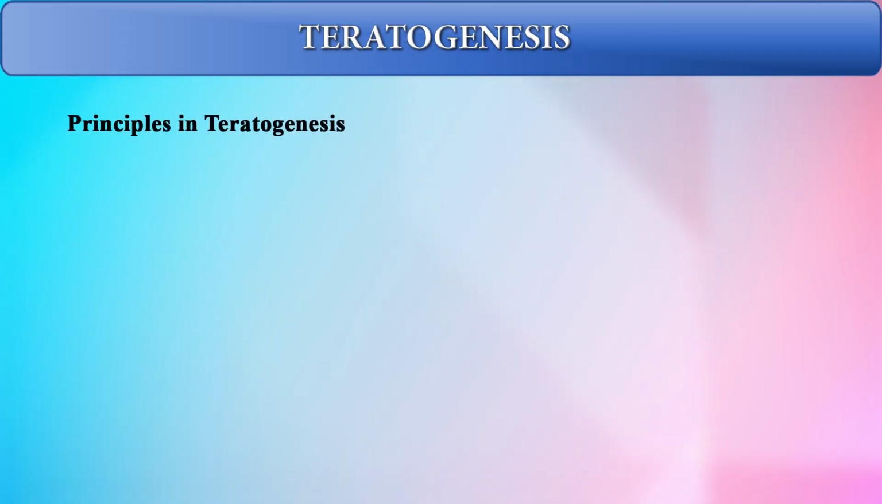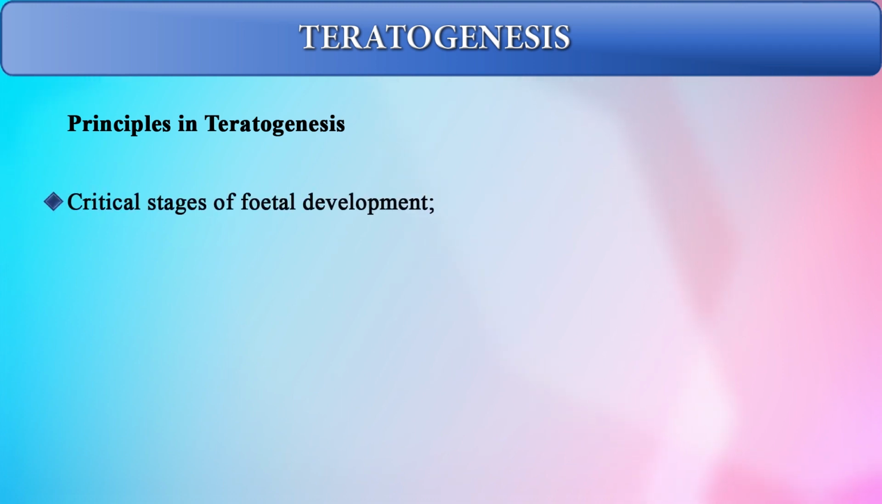Therefore, teratogenicity refers to the manifestation of developmental toxicity, representing a particular case of embryo or fetotoxicity by inducing structural disorders in the fetus. The principles that are involved in teratogenesis. There are critical stages of fetal development. So, the stage of fetal development is an important factor.